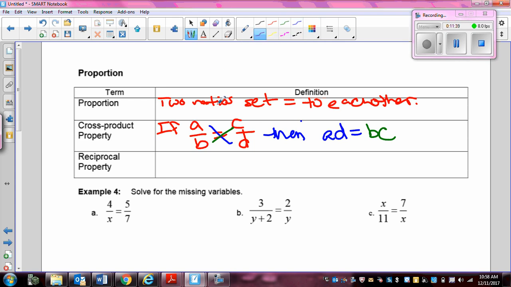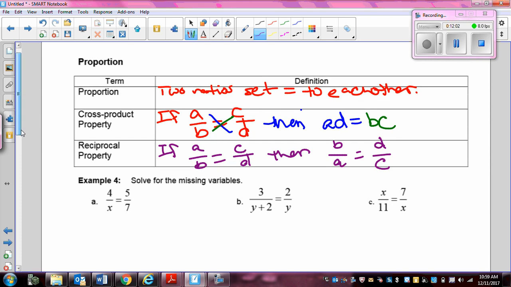The reciprocal property. Reciprocal means flip. So if A over B equals C over D, then we can flip each side, but you can't just flip one, you have to flip both. Then B over A equals D over C. Okay? All right, let's do a couple of examples.